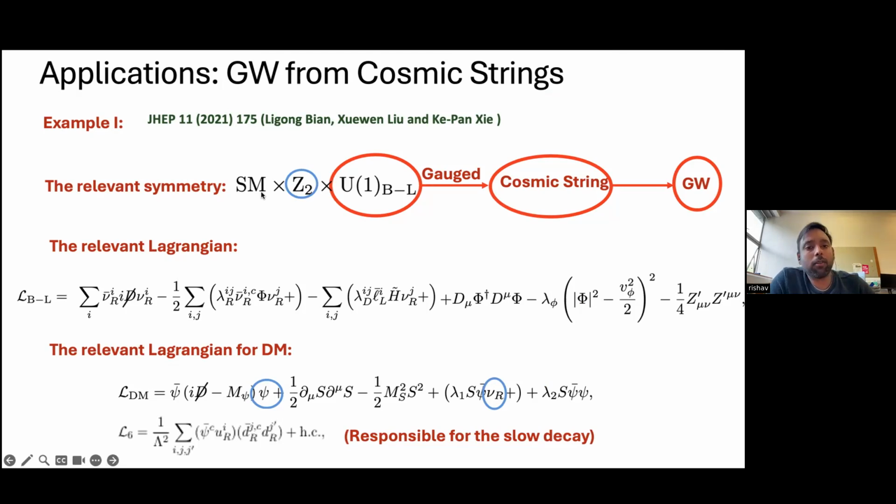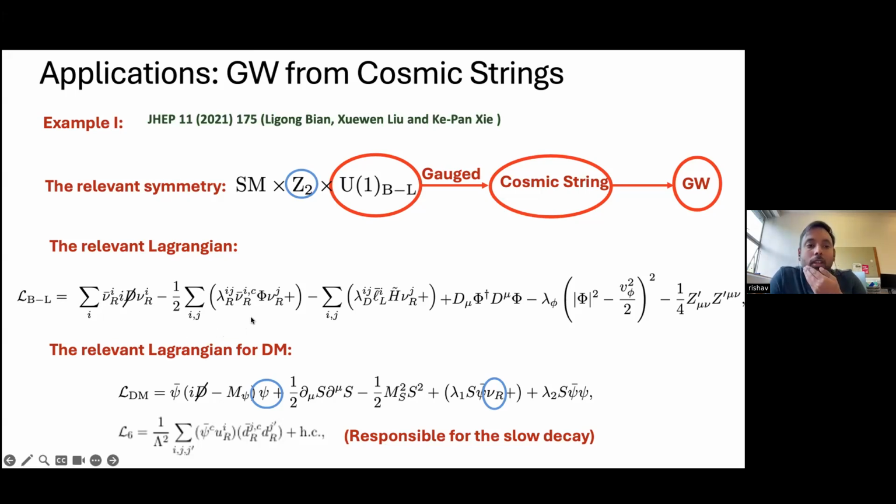They extended the standard model with a discrete Z2 symmetry and U(1)B-L, which is gauged. So since it's a gauged U(1)B-L, the cosmic strings are local, and because of the cosmic string vibration, it generates gravitational waves, as I discussed earlier. Now, in their model, this was the relevant Lagrangian.